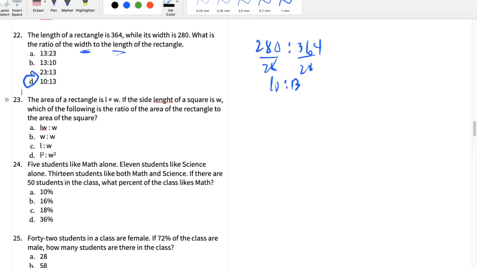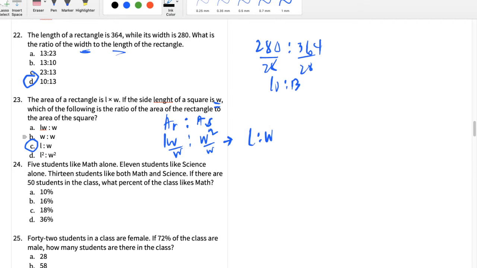Okay, the area of a rectangle is L times width, or L times W, sorry. The side length of a square is W. Which of the following is the ratio of the area of the rectangle to the area of the square? What's the area of the rectangle here? LW. Kung ang side length ng square is W, what should be its area? W squared. Okay, if you simplify this, greatest common factor is W, so divide both sides by W. This is going to be equal to L is to W. So the answer here is letter C.